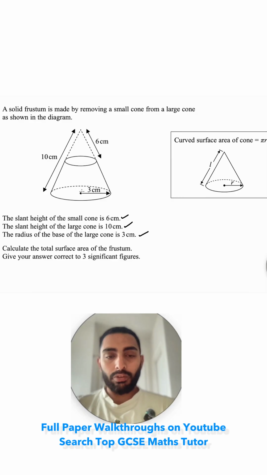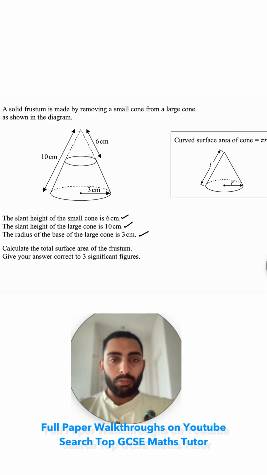And I can see I've got the radius of this base, but I don't have the radius of that base, so I'm going to have to find that out later. Calculate the total surface area of the frustum. Give your answer correct to 3 significant figures. To calculate the area, I'm going to need this curved area, the area of the base of that small cone, and the area of the base of that large cone.